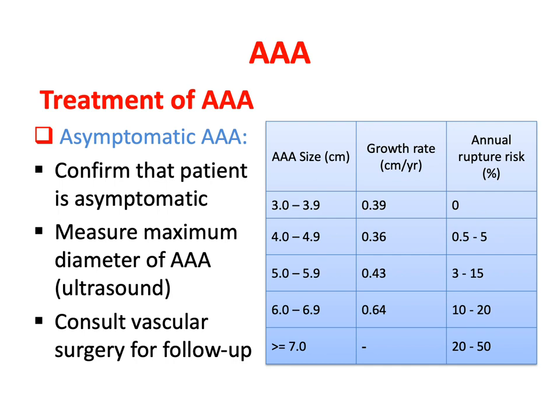This table shows the growth rate per year and annual rupture risk depending on the size of AAA. When the size is 3 to 3.9, the growth rate is about 0.39, and the annual rupture risk is almost zero. When the size is 4 to 4.9, the annual rupture risk is about 0.5 to 5%. When the size is 6 to 6.9, the growth rate per year is about 0.64, but the rupture risk is 10 to 20%. And when the size is equal to or more than 7 cm, the annual rupture risk is about 20 to 50%.